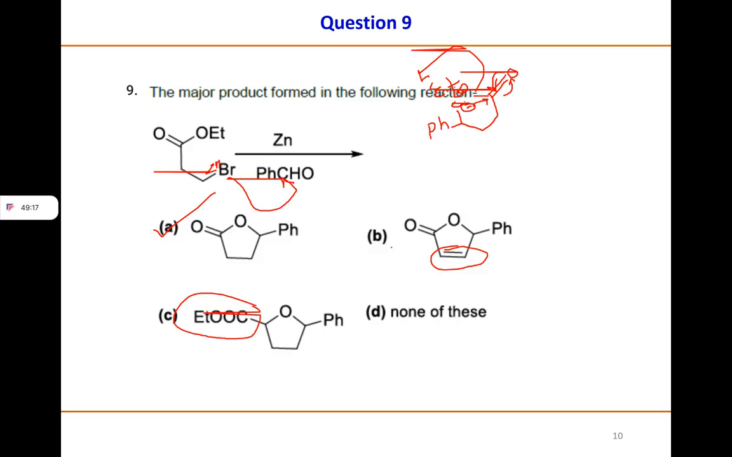Then we have discussed the major product formed in the following reaction. So here we have discussed that zinc insertion will take place. Then after that, nucleophilic attack on benzaldehyde will take place to form this intermediate, and after getting this intermediate, the O- will attack the carbonyl carbon, followed by OEt elimination to give the 5-member cyclic lactone formation. So here you can see that option number A is the correct option.